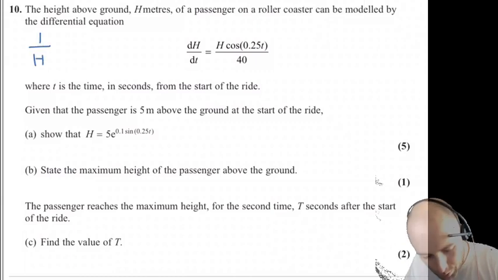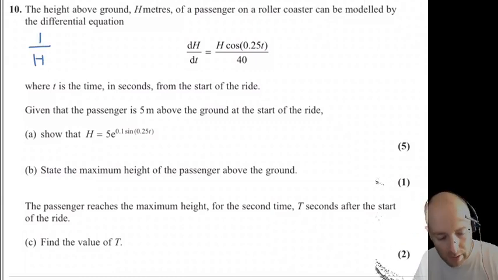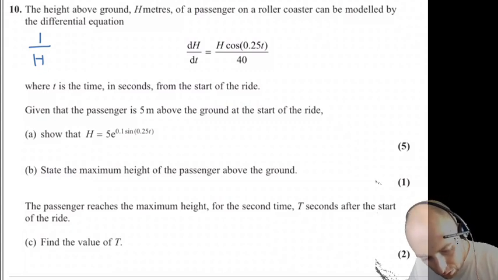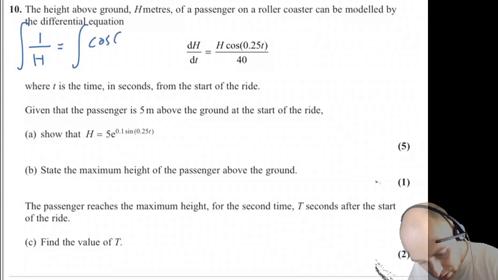Yep, awesome. So if we split this up, we're going to get 1 over h. We can put the 40 anywhere we like. We could bring it up here, leave it on the other side. Let's leave it on the other side. Equals cos 0.25t over 40. And then dh is going to be here, and dt is going to be here.